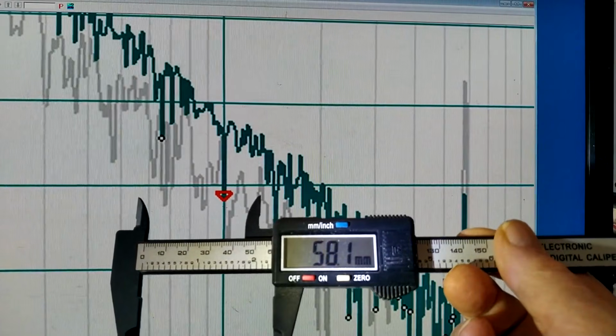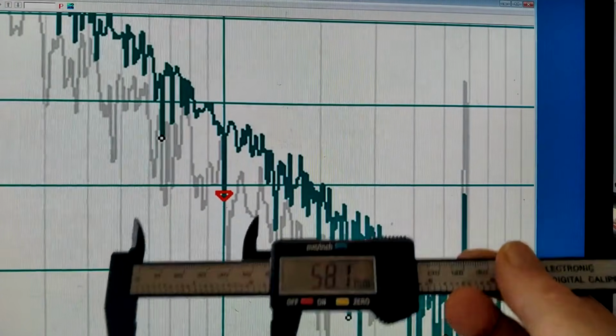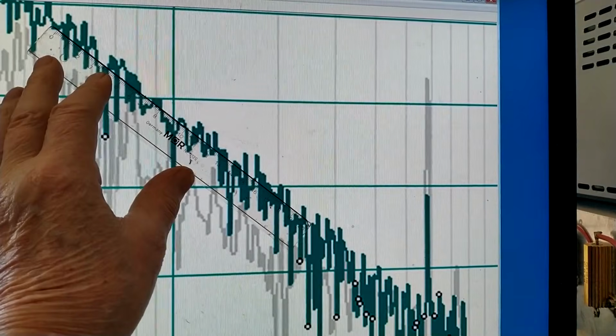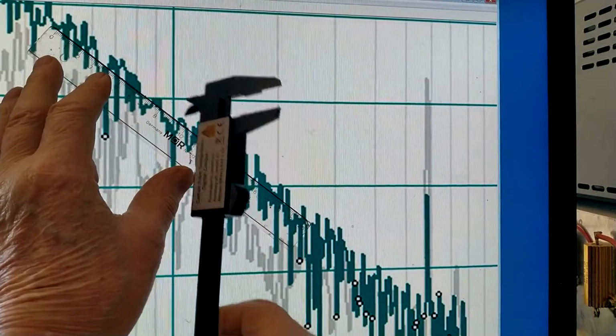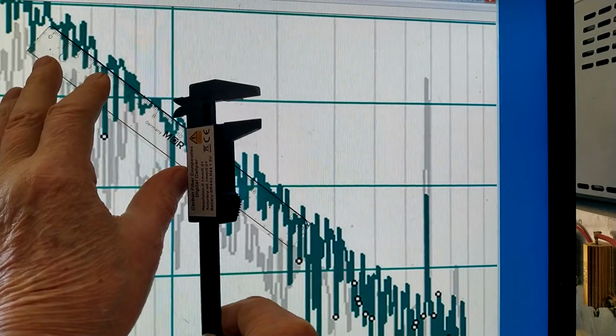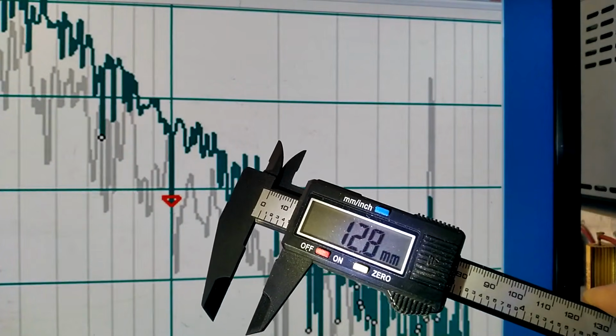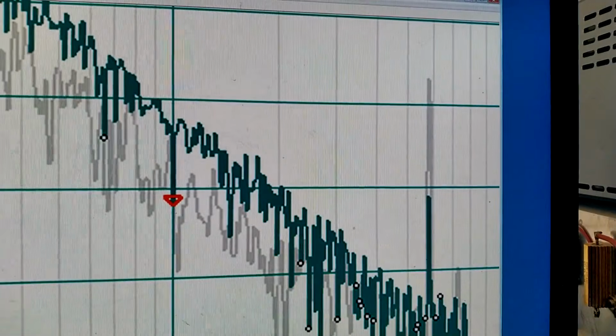And this turns out to be 58 millimeters. And I placed a ruler where I think maybe a proper straight line would be. And then I can measure this. And that turns out to be 12.8 millimeters. The result I find is then 2.2 decibels. So what I read is minus 132.2, and with some inaccuracy, maybe plus minus 1 millimeter or so.